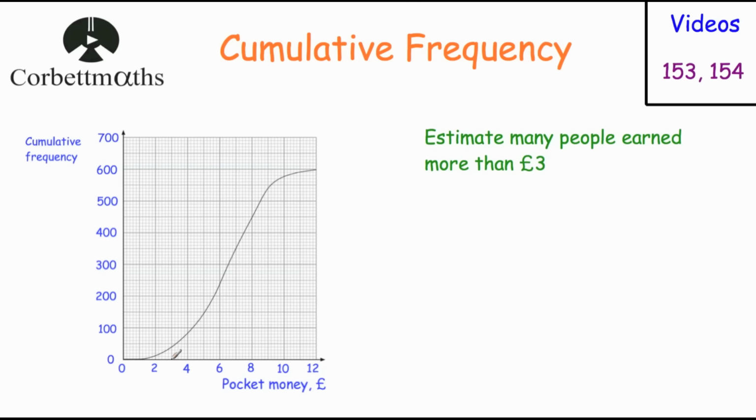So if we go from £3, which is in between 2 and 4, so here and up and across. So we've gone to £3, we've gone up and across, and that tells us that 40 children earn up to £3 pocket money. So in terms of an estimate for how many children earn more than £3, that should be the rest of them. So there was 600 altogether, so if we do 600, take away 40, that's equal to 560. So our estimate for how many children earn more than £3 pocket money would be 560.